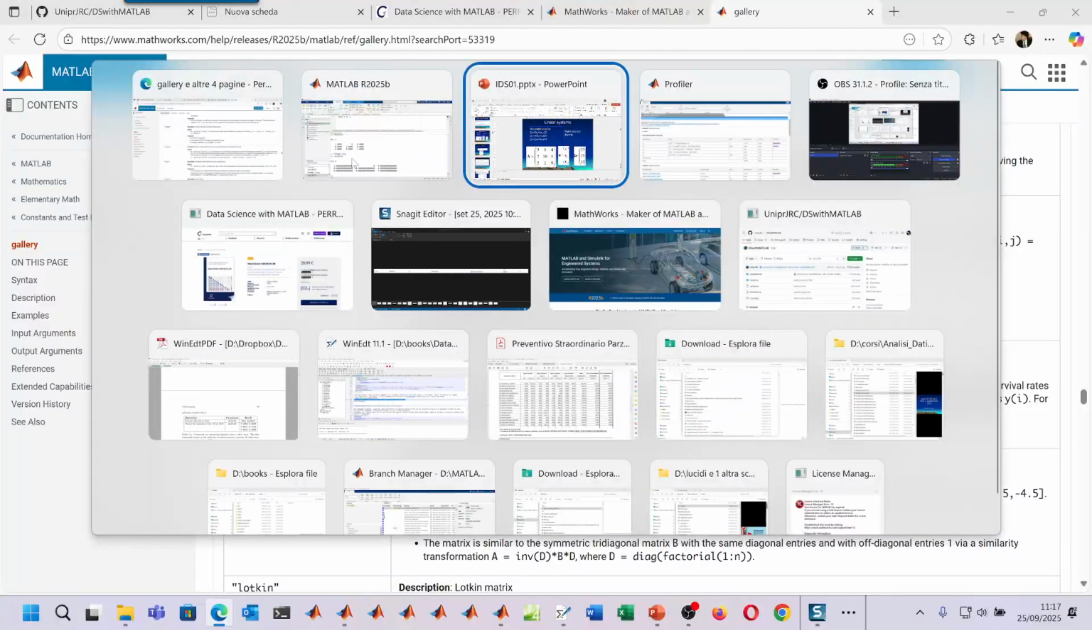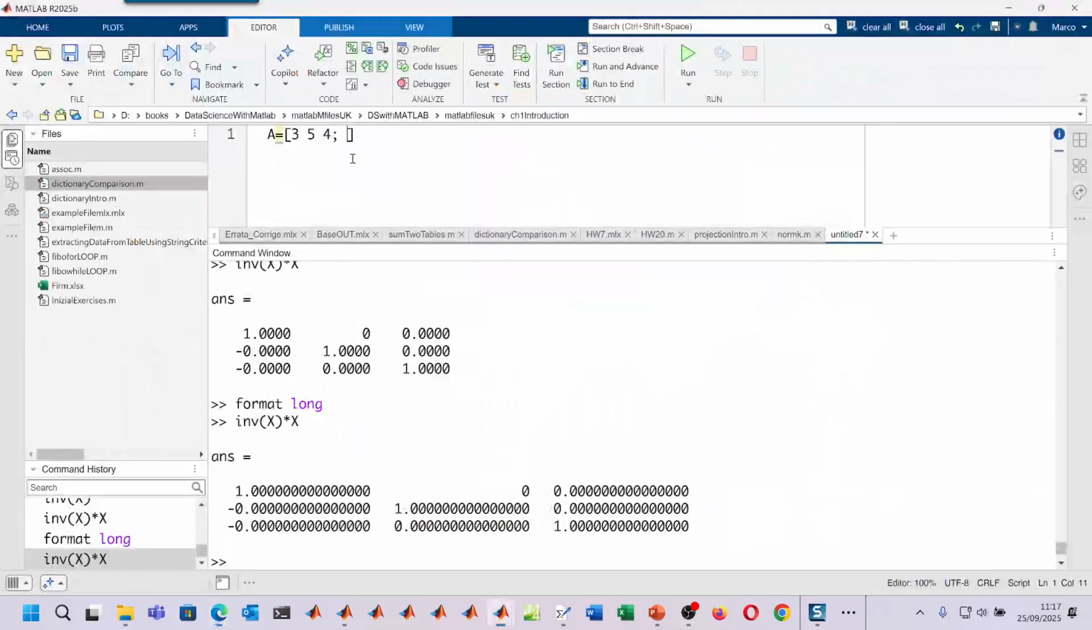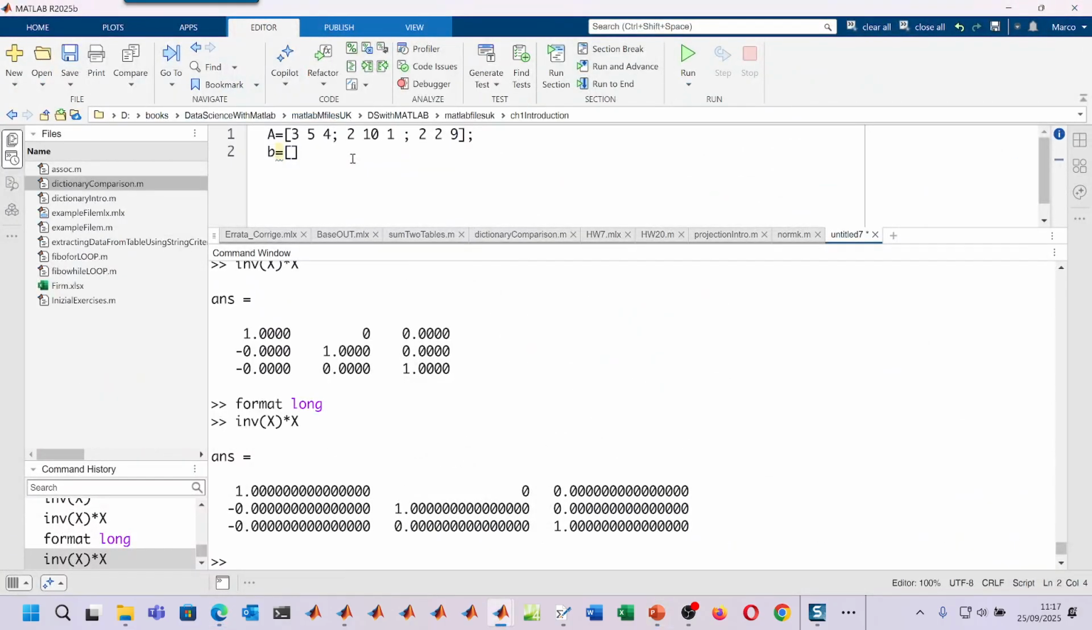That said, the matrix A is 3, 5, 4, and then 2, 10, 1, 2, 2, 9. B is equal to 25, 25, 20, 33.